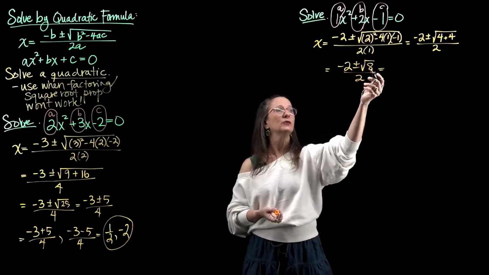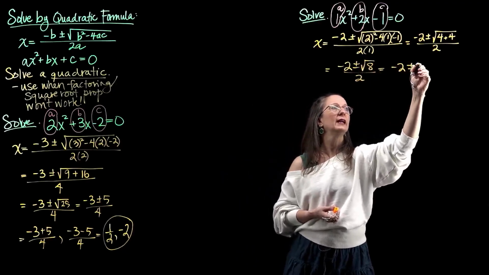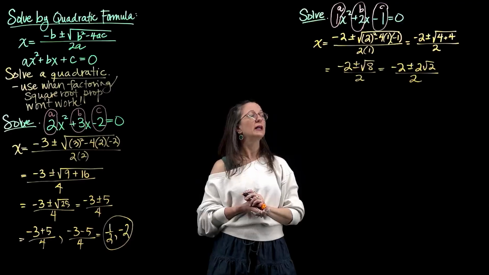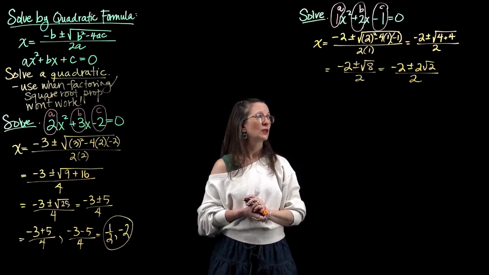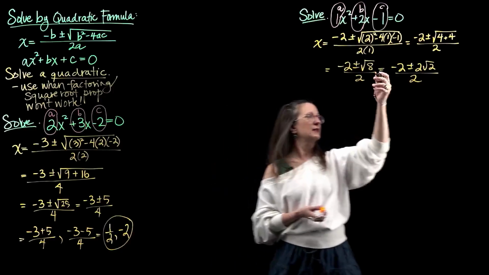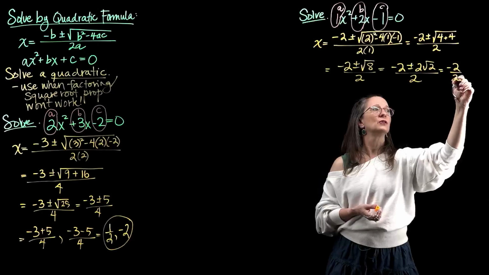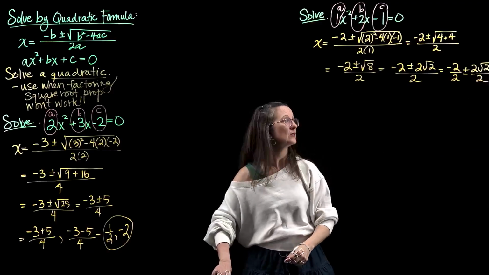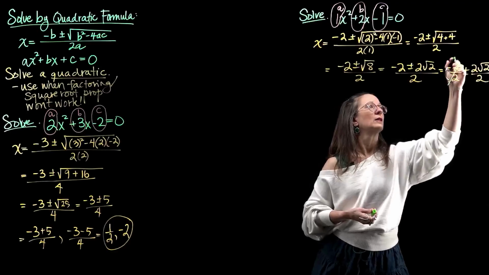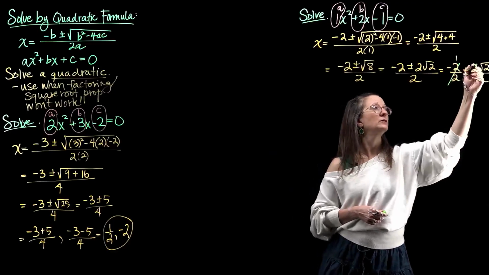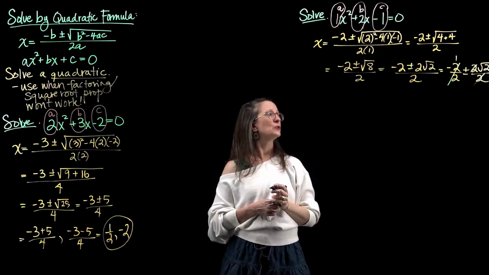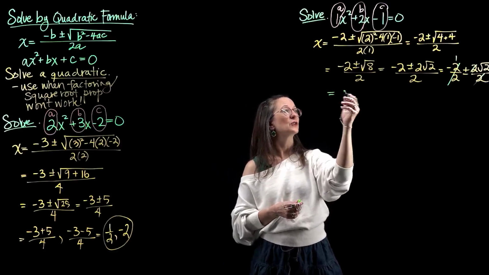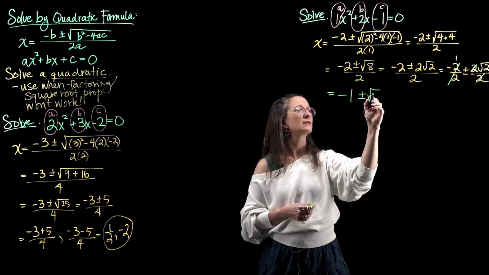All right, square root of 8, we can rewrite square root of 8 as 2 square root of 2. So negative 2 plus or minus 2 square root of 2 over 2. All right, then let's split it up. Negative 2 over 2 plus or minus 2 square root of 2 over 2. We can cancel a few things here. Negative 2 over 2 is negative 1. 2 square root of 2 over 2 is just going to be square root of 2. So my final answer would be negative 1 plus or minus square root of 2.